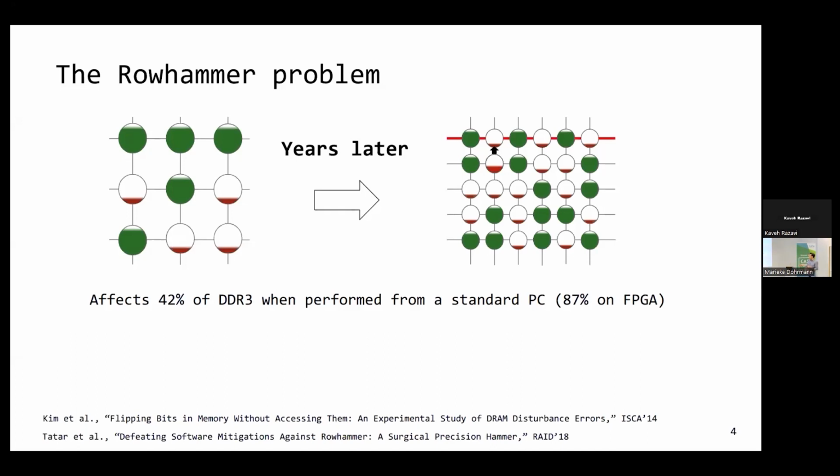And then they showed on an FPGA it affects about 87% of all DDR3 memory that they tested. So quite a large fraction. So we also did our own study. Took us quite a bit to publish, right? And our study showed that, in fact, if you do it from a real memory controller, on an Intel system, the number is lower, about 42% or so.